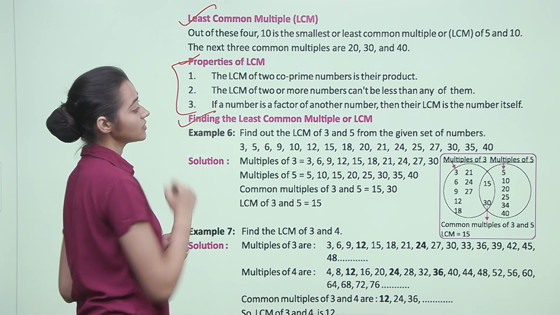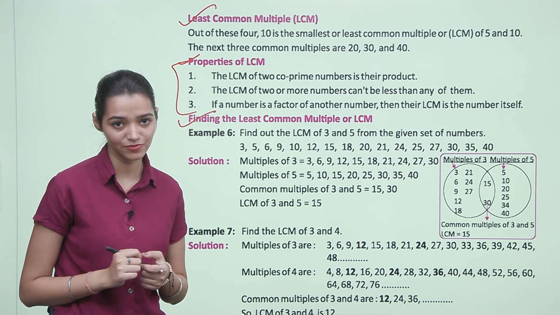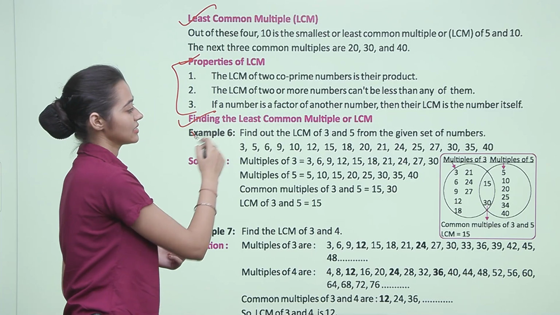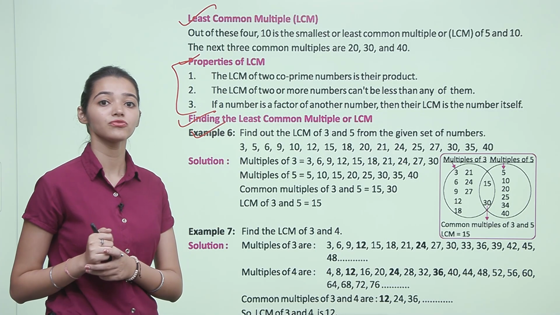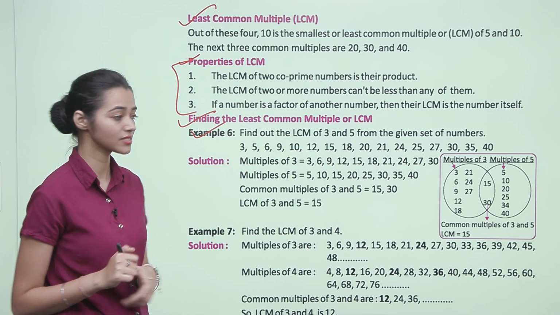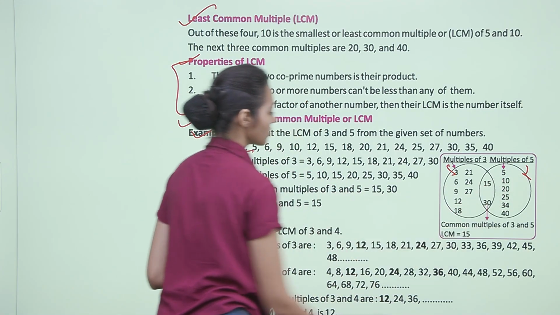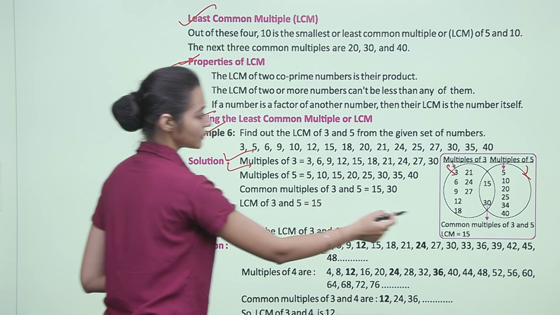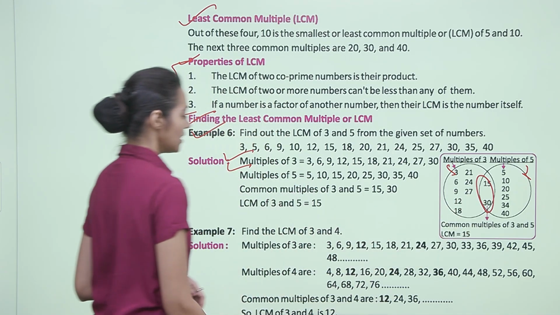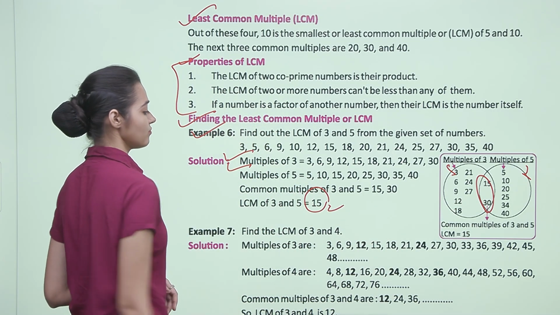Now let's find the LCM or least common multiple with the help of example number 6. We have to find out the LCM of 3 and 5 from the given set of numbers. Firstly we write the multiples of 3. Here we wrote them in the chart. Here are the multiples of 5. Then the common multiples are 15 and 30, and LCM of 3 and 5 is 15.